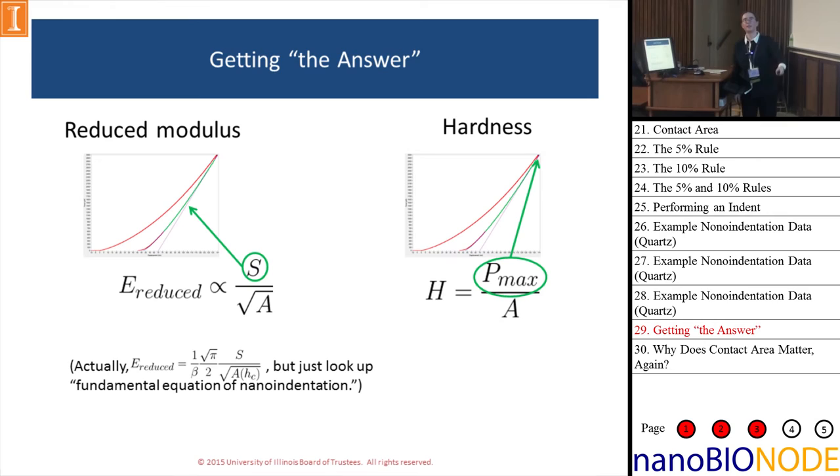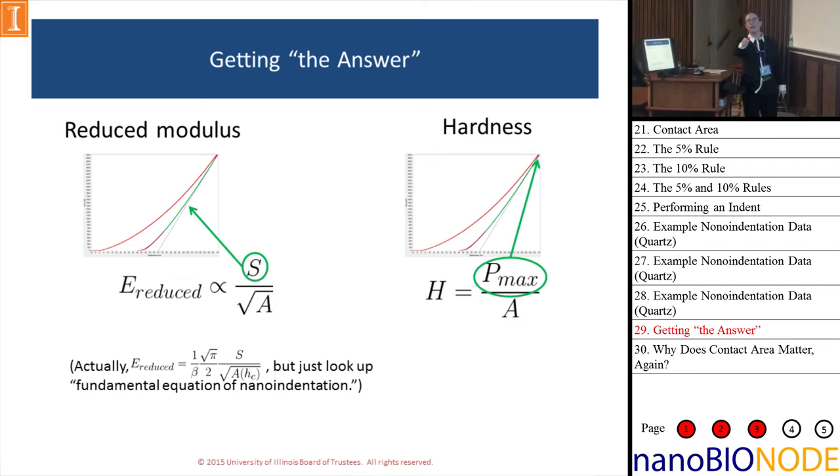Here are the equations that I was showing you just to make a point. Don't bother writing this down. Just look up the fundamental equation of nanoindentation, or look up last year's talk's PDF where I went into detail on it. If somebody tells you to do nanoindentation, this is probably what they want you to find. They probably want you to find the reduced modulus, which is related to the sample stiffness, which comes off the slope of the unloading curve, and the hardness, which is just related to the peak load up here.